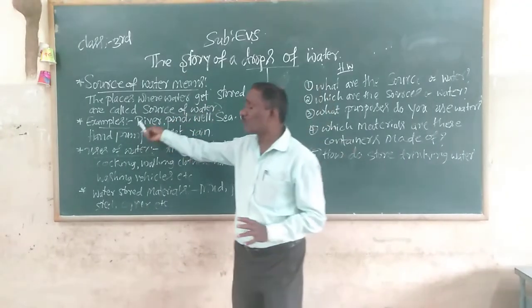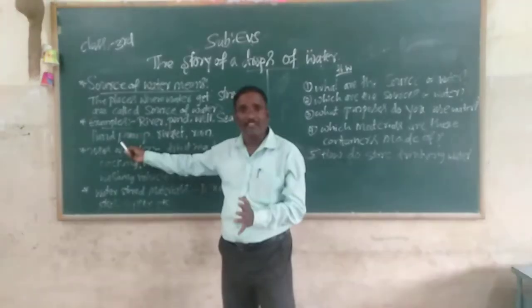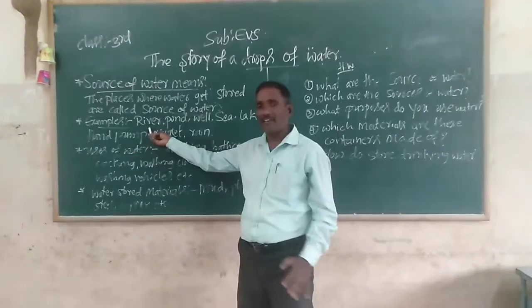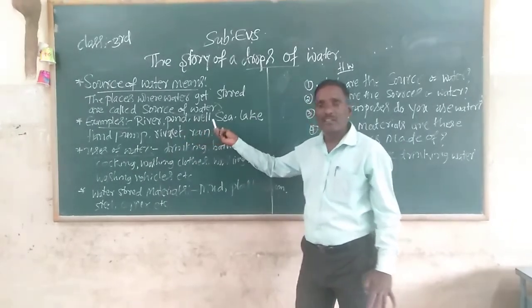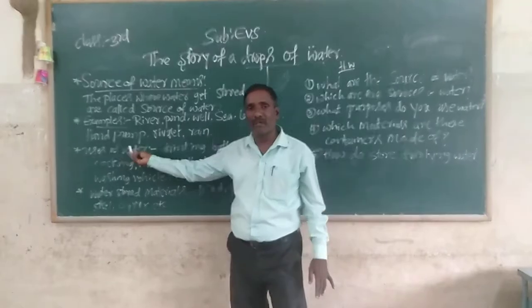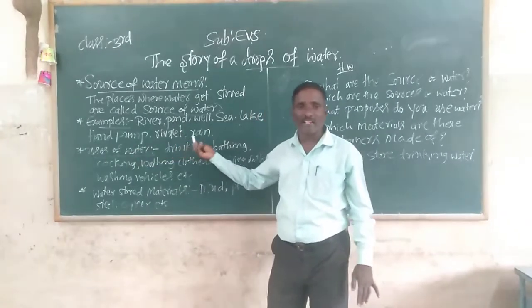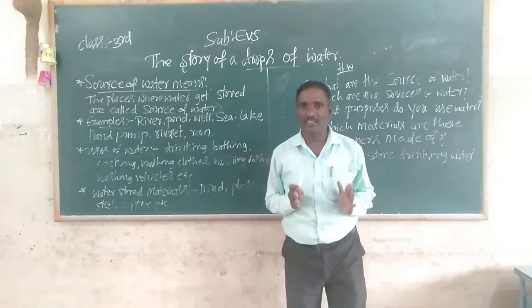Next, sources of water: the places where water gets stored are called sources of water. Examples of the sources of water: water comes from clouds, from rain. Examples are river, pond, well, sea, lake, hand pump, etc. These are the sources of water.